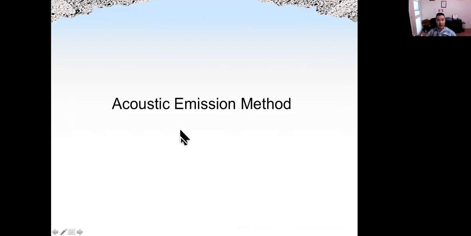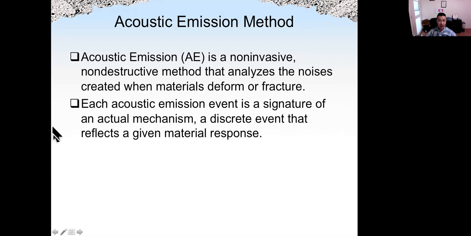So that's impact method. The next method is called acoustic emission method, which is also based on mechanical wave. However, there's a big difference between these two types of method. So acoustic emission method is also a non-invasive, non-destructive method that will analyze the noises created when materials deform or fracture. Okay. So the energy, the wave, is generated by the material itself, typically when the material fractures. Not the same as impact method.